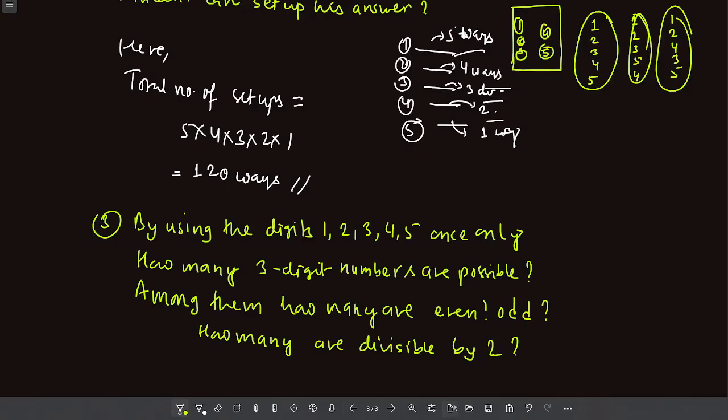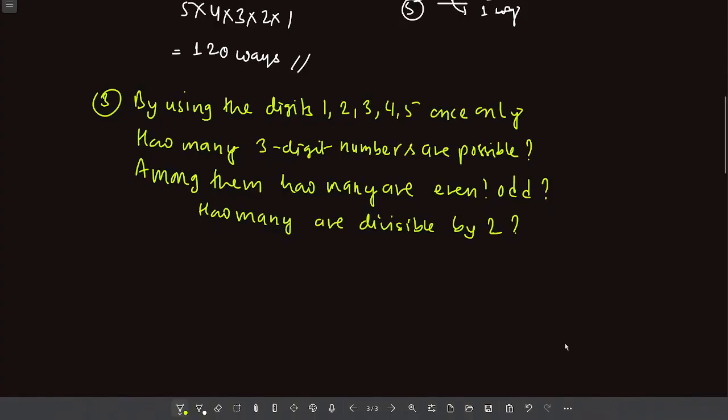Have you got your answer? What is your answer? First one, I got 60. How did you do that? 5 times 4 times 3. Like 5 factorial over 5 minus 3 factorial. Yes, that is also fine. You used the permutation concept. That's correct. And next is how many are even?